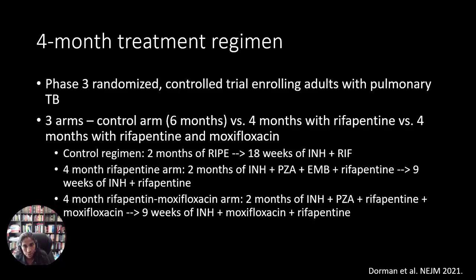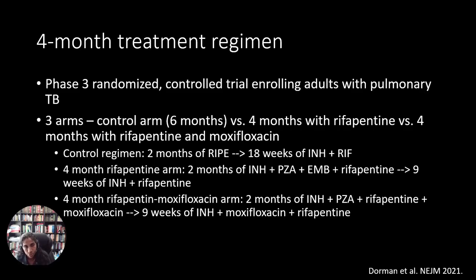Those individuals received 2 months of INH plus pyrazinamide plus rifapentine plus moxifloxacin, then followed by 9 weeks of INH plus moxifloxacin plus rifapentine. The study population enrolled individuals worldwide in high prevalent TB countries, including South Africa, India, China, Haiti, Brazil, Thailand, and also in the United States.